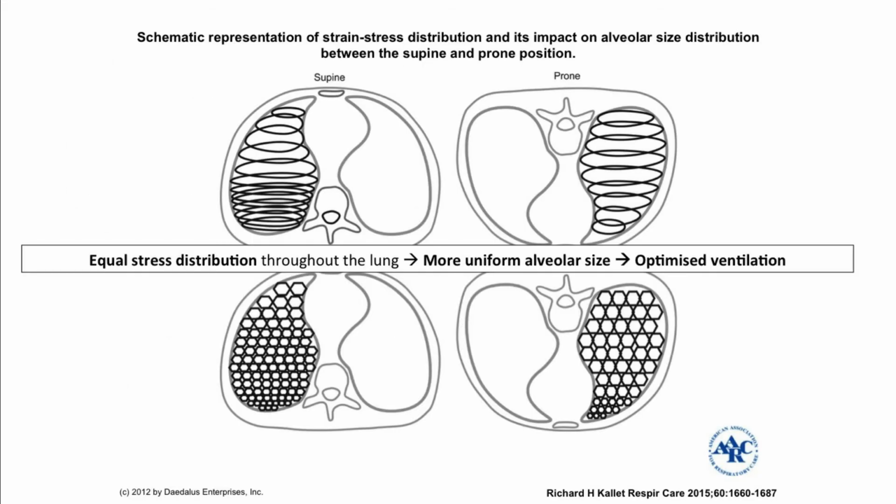And a picture that has been helpful for me to understand why. So this is when you're supine. I can't show you. On the left, you see where you're supine. You see a curly spring, and it kind of bunches up around the bottom. When you put someone prone, because of the anatomy, you get a more equal distribution of your lung units. So you get more uniform alveolar size, optimised ventilation, decreased stress, so you get better VQ matching.